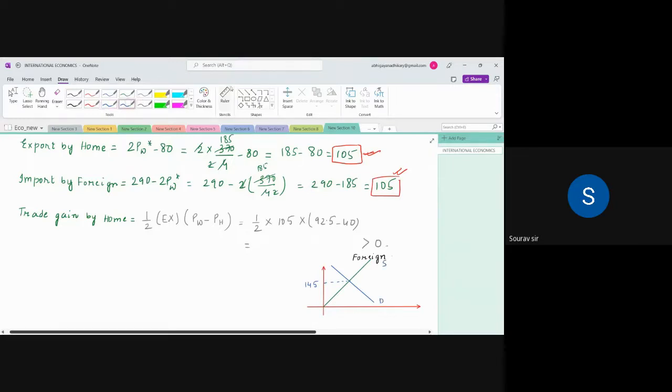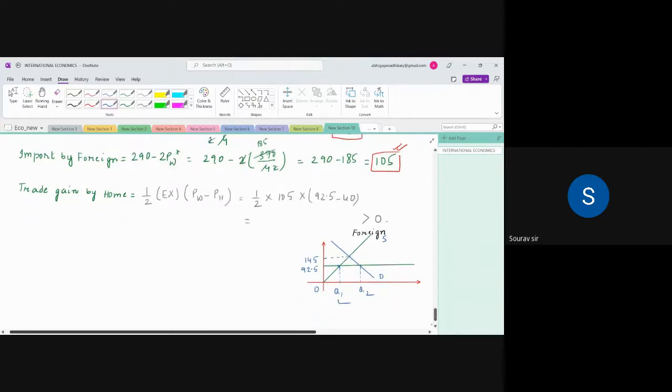The foreign is facing an international price of 92.5, which comes below this. So this is the amount that the domestic producers will want to supply at this price, and this is the amount the consumers will demand. So this is the difference that will be imported, the volume of import. And how much did we find this to be? 105.